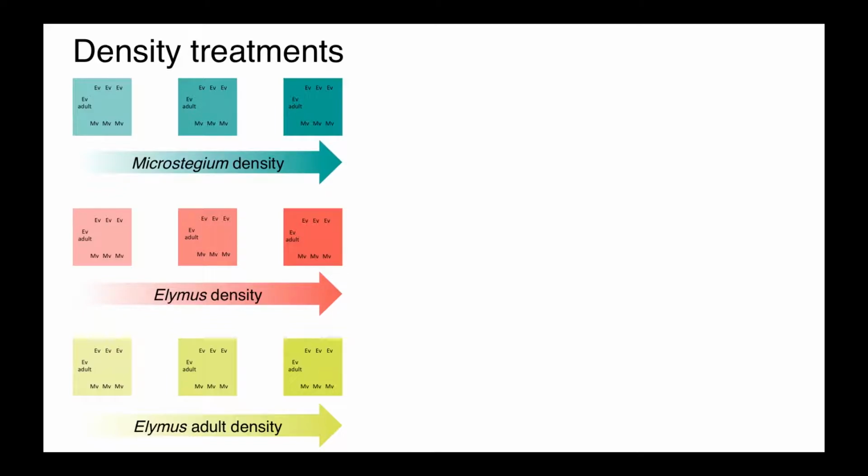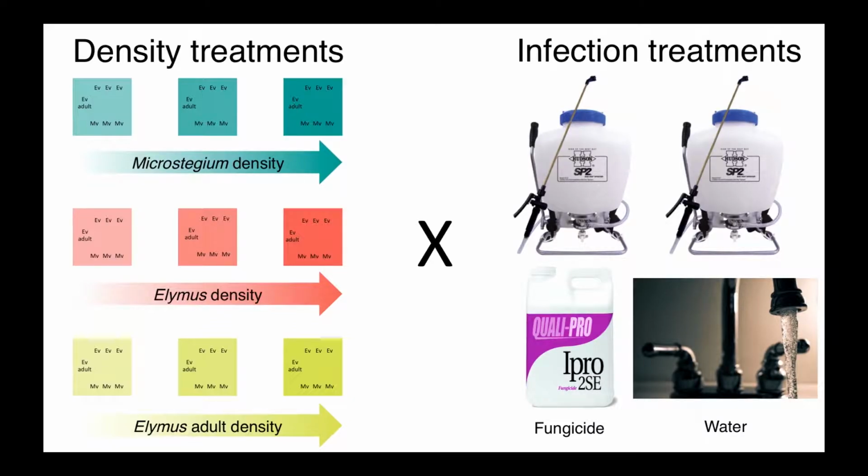And we had plots with just those 7, but we also had plots with different densities of Microstegium, Elymus seedlings, or Elymus adults in order to estimate those competition coefficients. So by increasing these, we can see the competitive effect of each species on each other. And they're proportional to observed densities. So the high density of Microstegium included 64 individuals, whereas the Elymus adult included 8 individuals. And then we crossed all of those treatments with a fungicide application or a water control in order to suppress the foliar fungal disease.